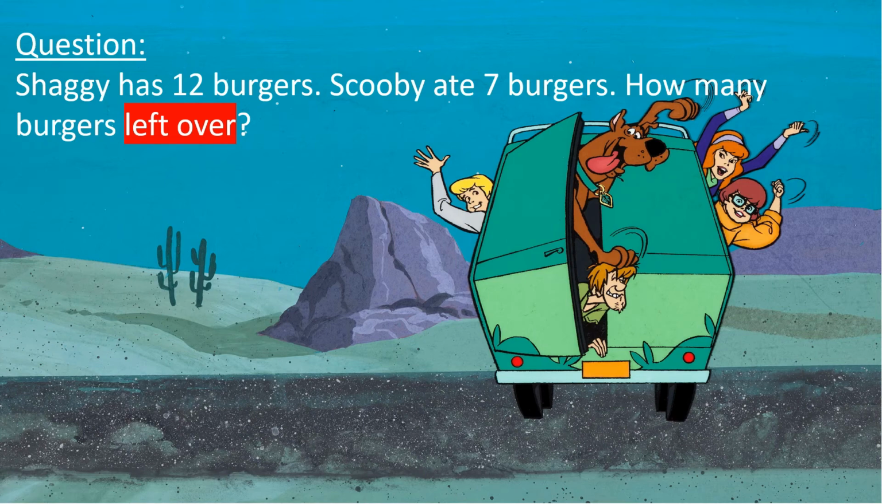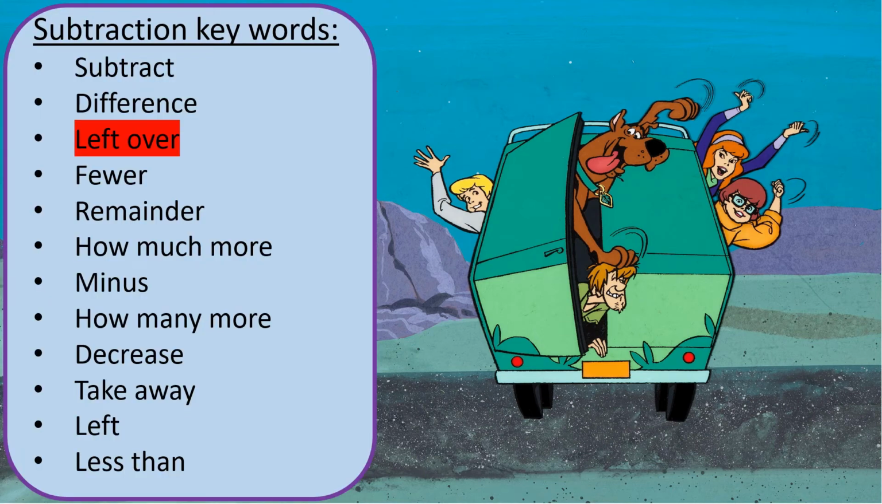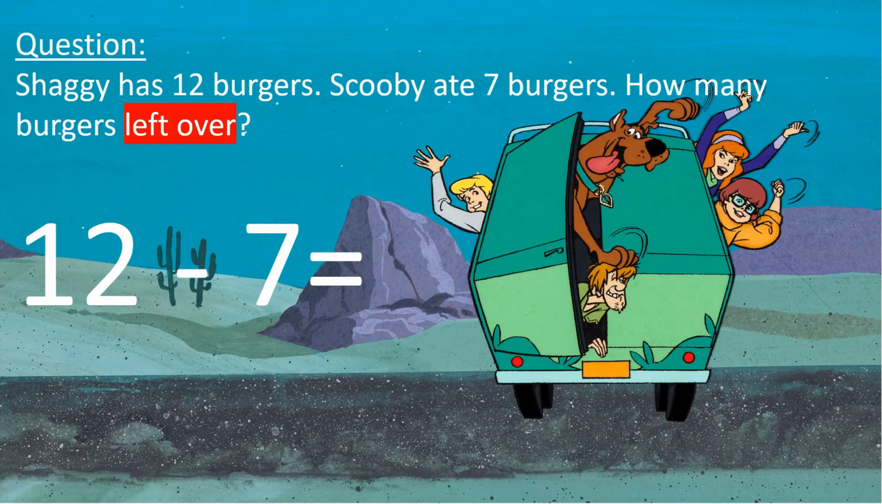There is leftover in the question. That means we have to use subtraction for this. Here it is written down in the subtraction keywords. We need to do 12 take away 7 to find the answer for this question. 12 take away 7 gives us 5. That means there were 5 burgers left over.